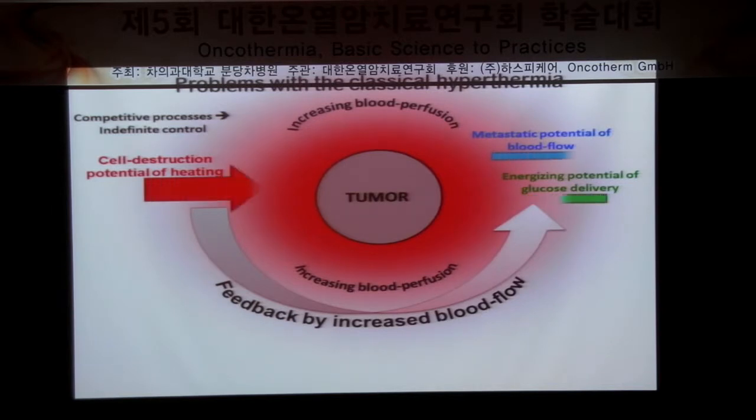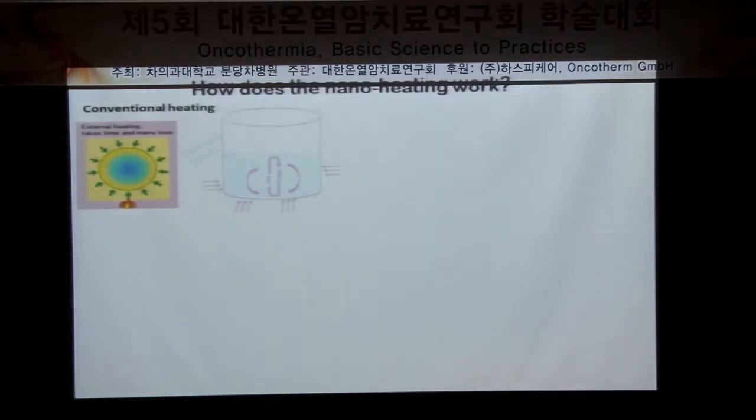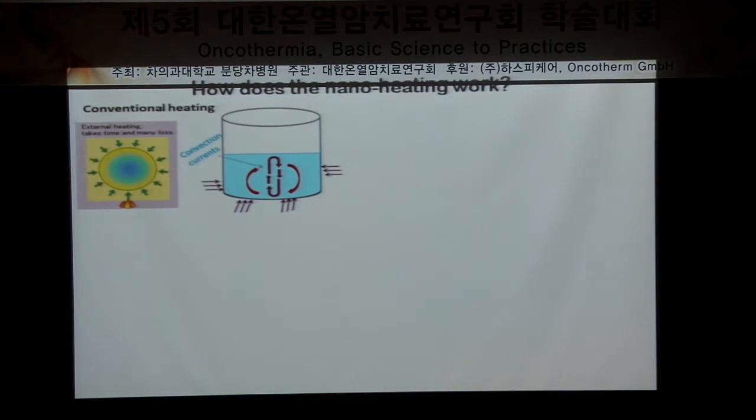So if there is too high a difference between the tumor inside and its microenvironment, there could be a competition between the effects. This feedback, which increases the blood flow in such a way and makes a counter-effect to the killing mechanism, has to be controlled, and this is what Oncothermia would like to do with nanoheating technology. First, what is the difference between conventional and nanoheating?